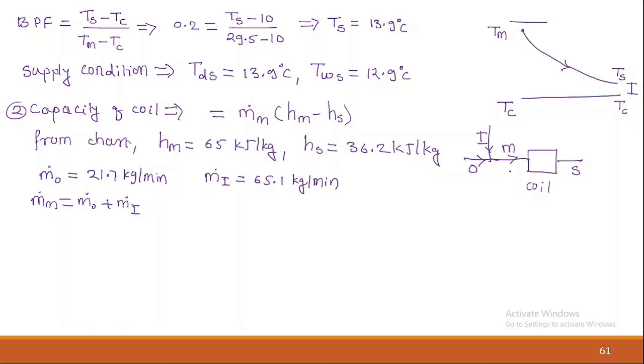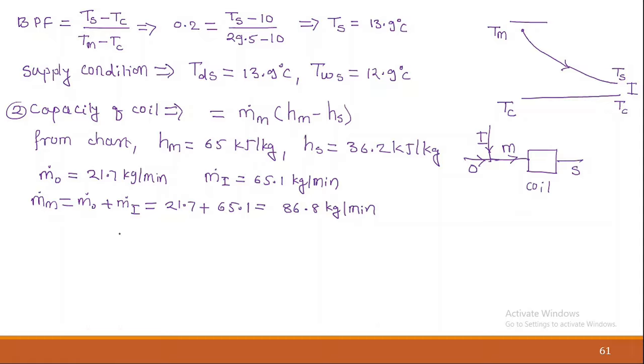So mass balance we will do, then mass of mixed air is equal to mass of outside air plus mass of inside air. Okay. So if I try to solve this one, I'll get that answer as 21.7 plus 65.1. That would be equal to 86.8 kg per minute.